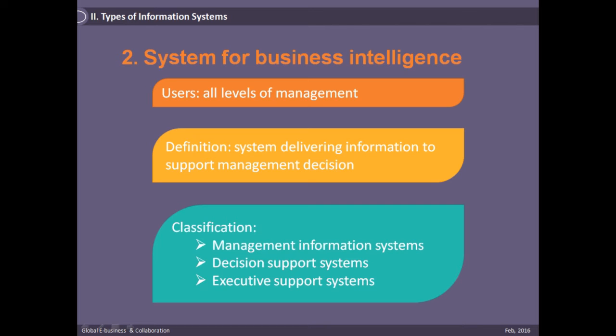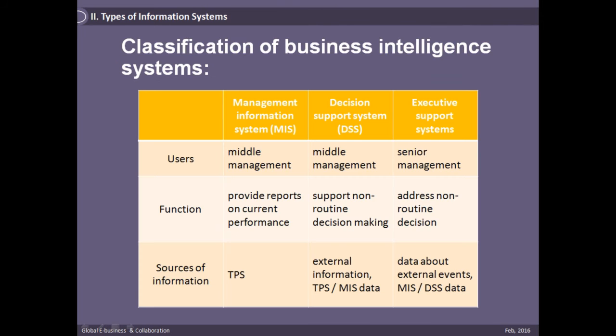It is used by all levels of management, from operational to executive, from the lower level to the higher level. It is a system which delivers information to support management decisions. There are three types of system for business intelligence. The first one is management information system. The second one is decision support system, and the last but not least is the executive support system. Here's the comparison of the business intelligence systems.